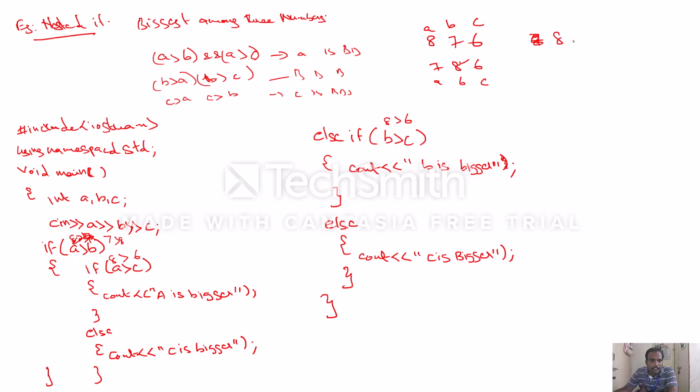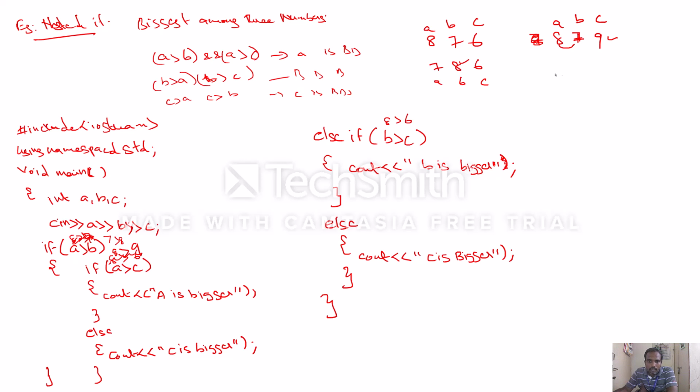For example, consider the case 8, 7, 9. This is the A value, B value, C value. Here A greater than B, so 8 greater than 7, the condition is true. Then it comes to the inner if, A greater than C. The A value is 8 and the C value is 9. In this case it fails, so it will print C is bigger. Obviously C is bigger.